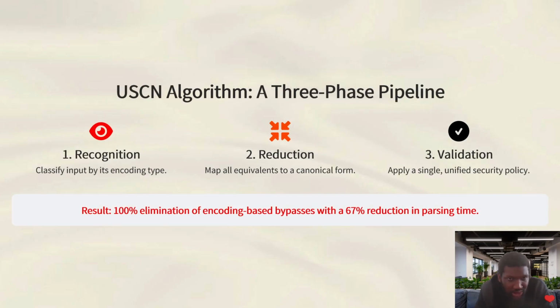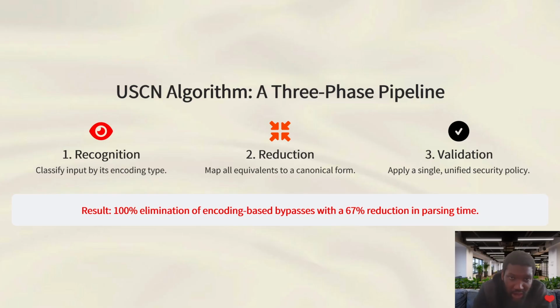Using the UNC algorithm, a three-phase pipeline. One, recognition: classify inputs by encoding style. Two, map out the equivalent state in canonical form. Three, apply a single unified security policy. The thing about this is the recognition of the UCN, Unicode security categorization or normalization. Normalization means the smallest form, so canonical form is just the simplest one. One system can be normalized, but normalized form is a canonical form too.